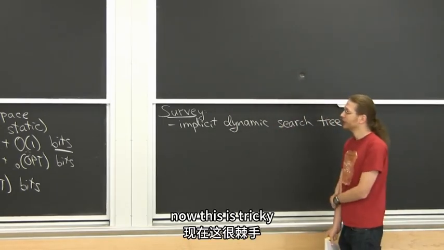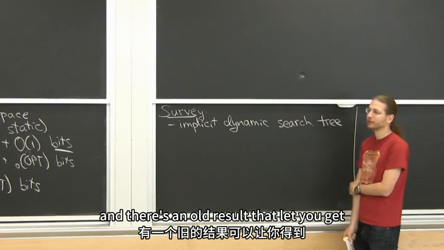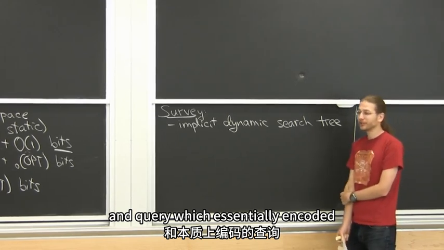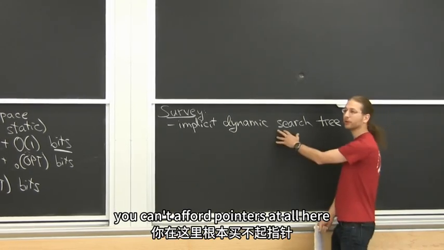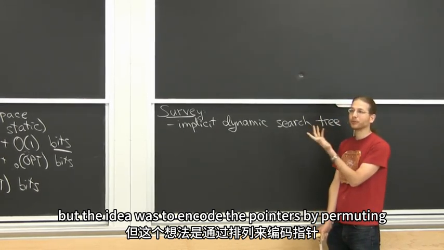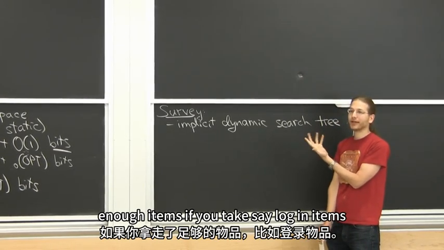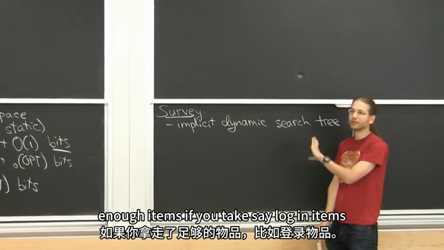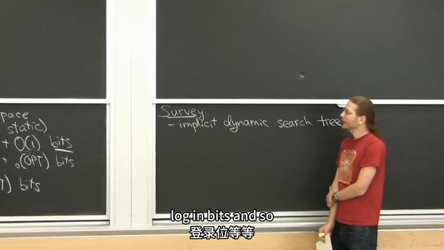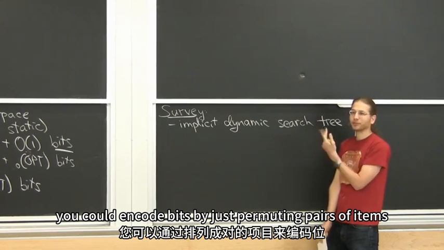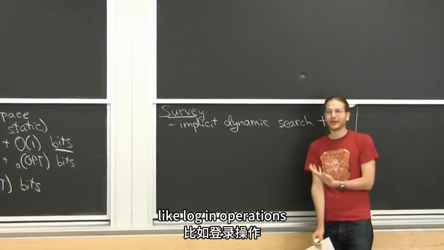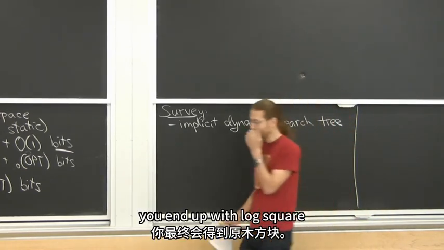Now this is tricky, and there's an old result that let you get log squared per update and query. You can't afford pointers at all here, but the idea was to encode the pointers by permuting enough items. If you take, say, log n items, then the number of permutations among them is roughly log n bits. So you could encode bits by just permuting pairs of items, and you could read a pointer in log n operations, so you end up with log squared.